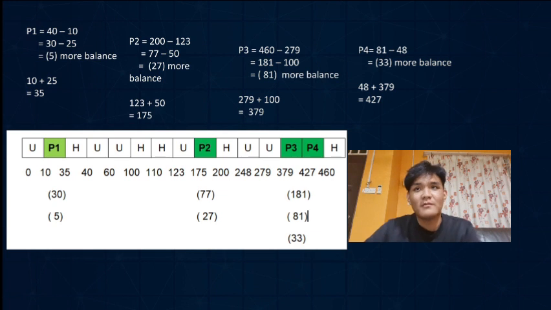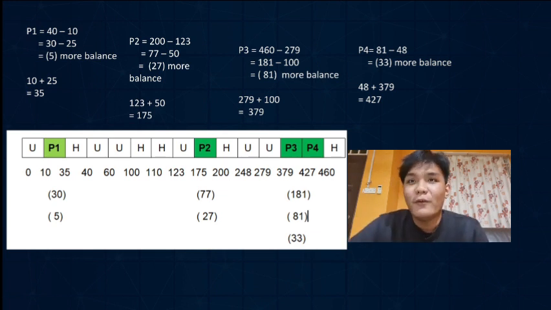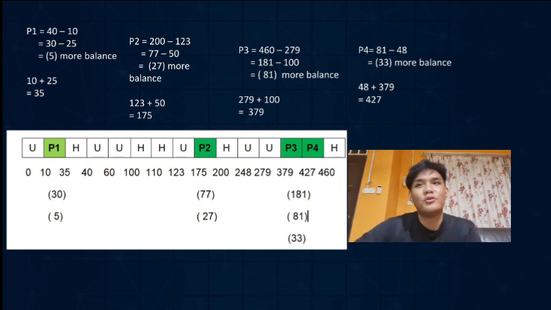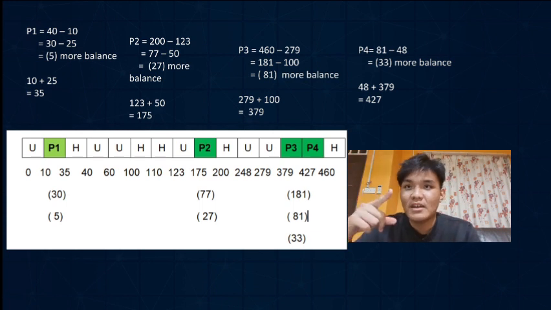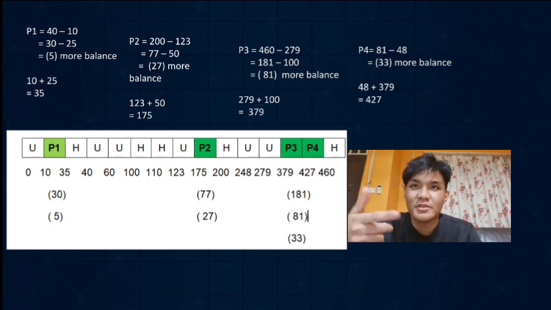So it's close enough, and that's what you get for P2. Yeah, P2, 77 minus 50, and you got 27. And it's 27 more balance. It means you can store 27 more. And again, we have to update the numbers of data. As you can see again, it's 123 and becomes 175 to 200.